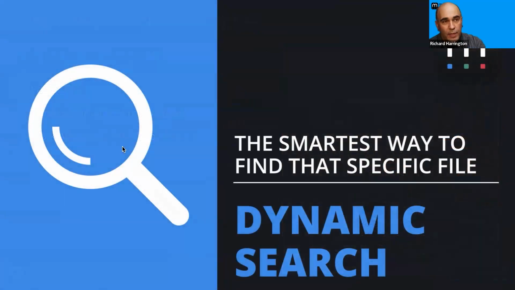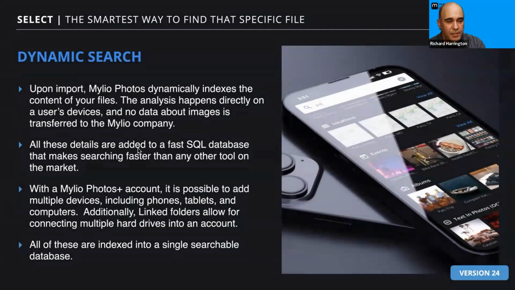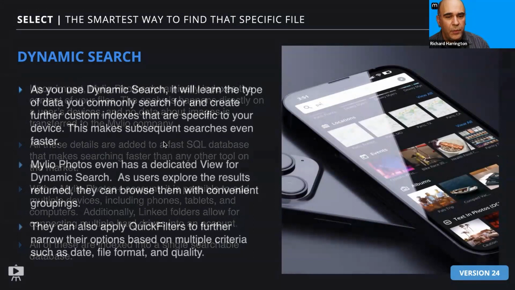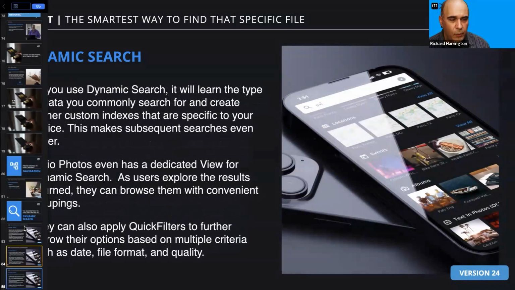Beyond this, we showed you dynamic search. Very easy to find things. Just enter the terms and you can search by objects, by people, by locations, by date, by text, and it will go through and serve up all those results very quickly.